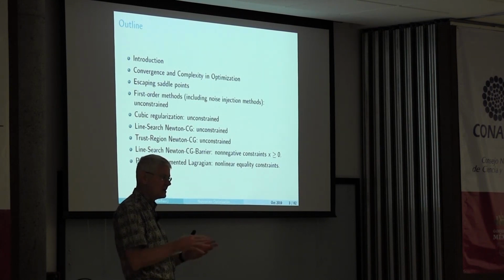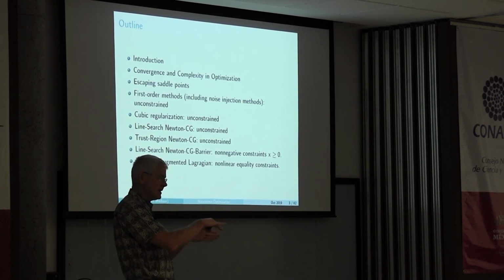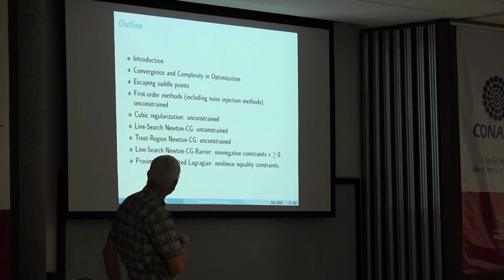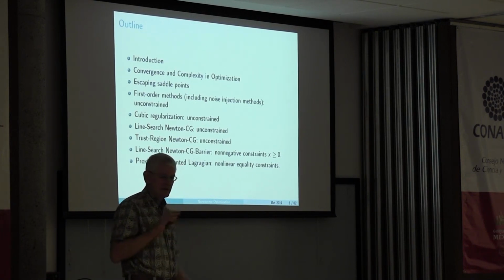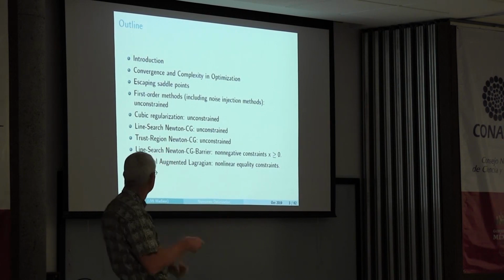We talked about this yesterday, that in non-convex optimization, you can get stuck at a point where the function is flat, but it's not a minimizer, because if you go in a certain direction, you can continue to go downhill. So I'll talk about that. I'll talk about first-order methods. These are methods that just use gradient information. They don't use the Hessian or second derivative.